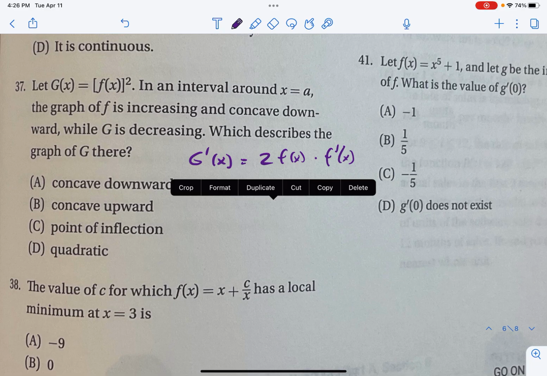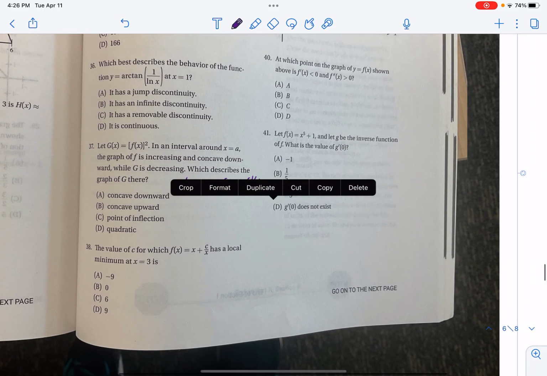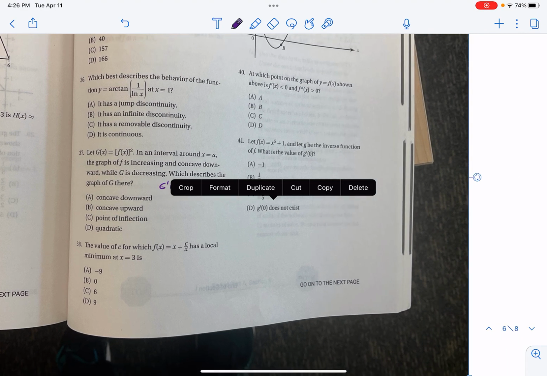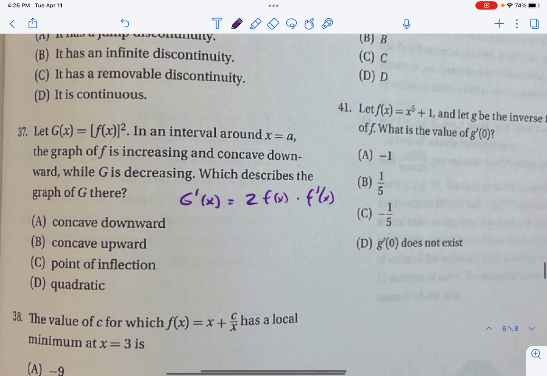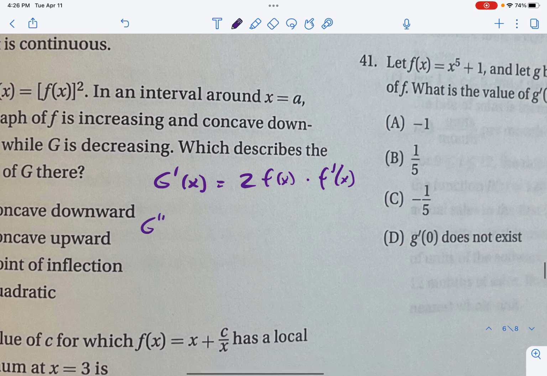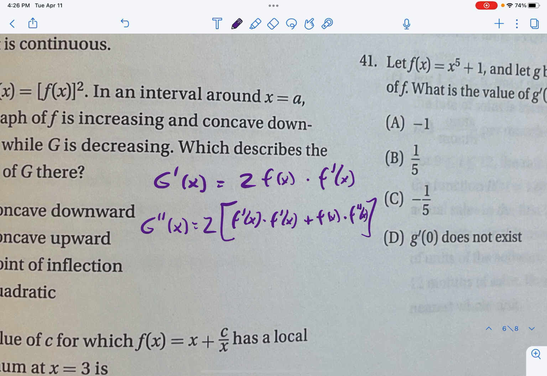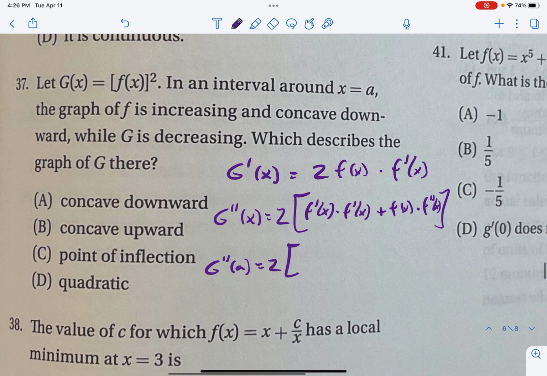And we want to talk about g using words like concave down and concave up and inflection and things like that. So we probably want to find the second derivative. So let's do another derivative here. I'll just factor out my 2 and I'll do product rule in here. Derivative of the first times the second plus first times the derivative of the second. So now let's think what happens if we plug in a. Around a, we know f is increasing. So f prime of a is a positive number.